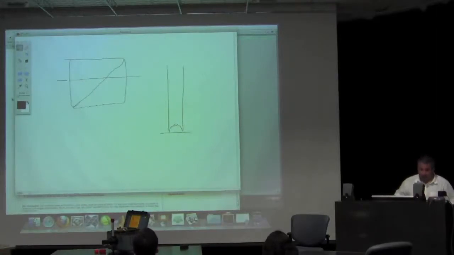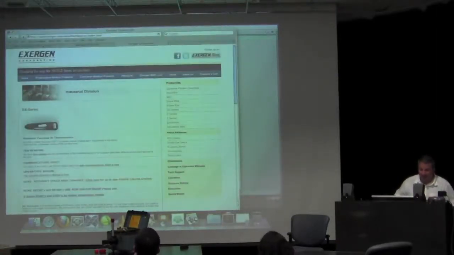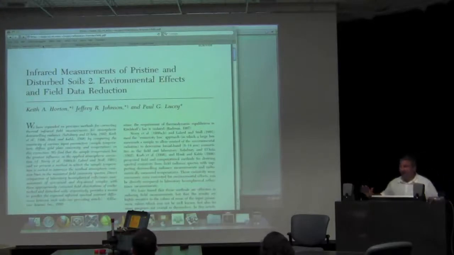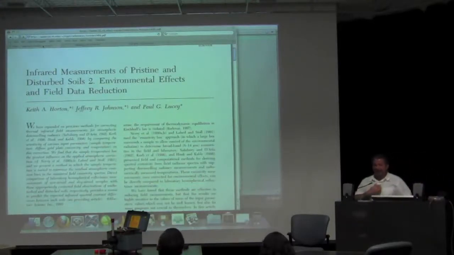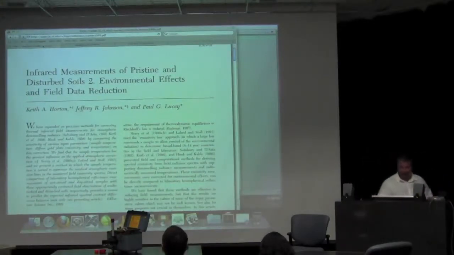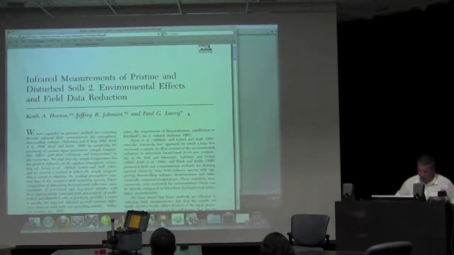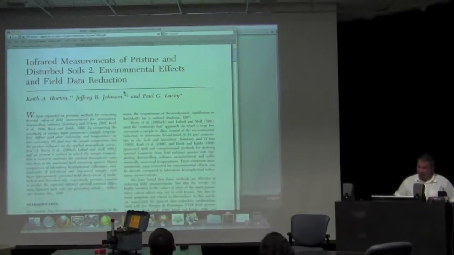All right. So this is one of my favorite papers that I've ever read. It's by some folks from the University of Hawaii, Keith Horton and Paul Lucey. I've met both of them. I haven't met Jeff Johnson in the past. But it's "Infrared Measurement of Pristine and Disturbed Soils 2." I guess there was a 1, but it wasn't my favorite paper. Number 2 is my favorite. "Environmental Effects and Field Data Reduction."